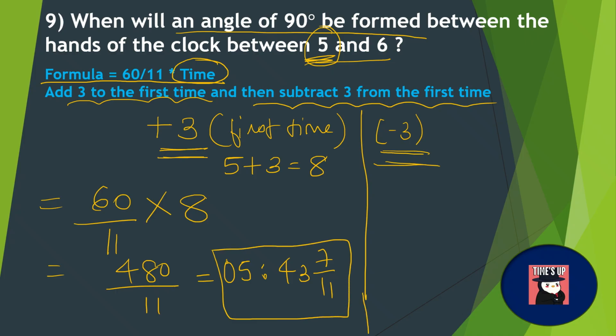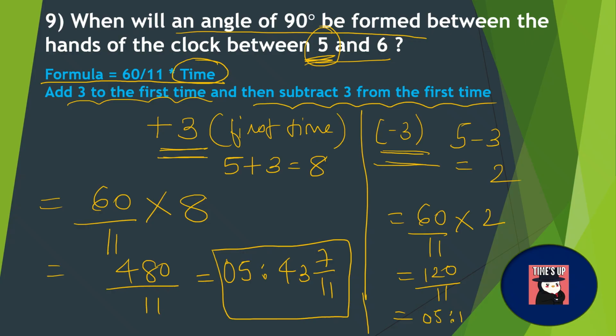Now, next, minus 3 you need to do. 5 minus 3 will give you 2. So it will be 60 divided by 11 into 2. That comes to 120 divided by 11. And that will be 5 hours 10 10 by 11 minutes.